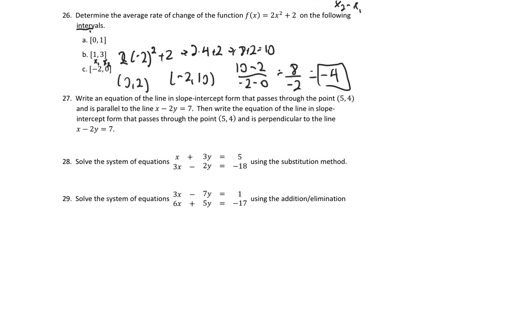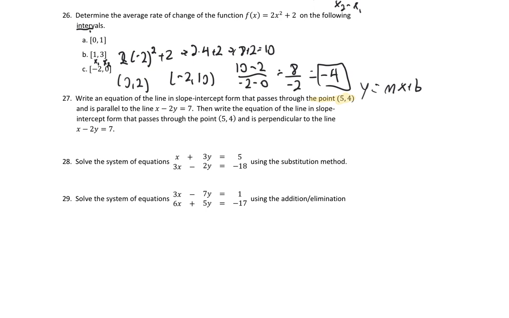Okay, so now we need to write the equation of a line in slope-intercept form. Slope-intercept form means I can write y equals mx plus b. We need to go through the point 5, -4, and I'm going to highlight this.